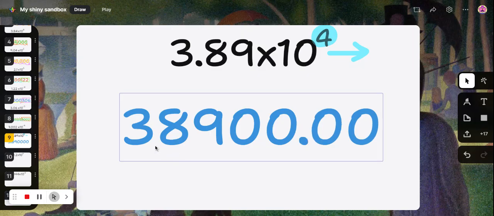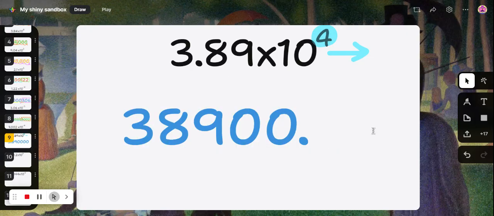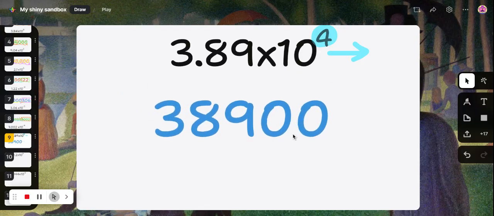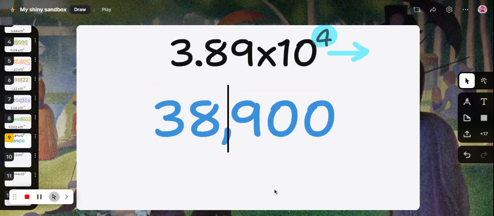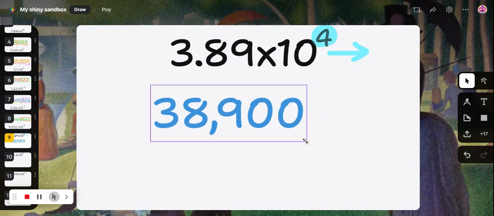Okay, so it was right here. We moved it 4 places to the right. And then you can get rid of all these extra zeros at the end. This is going to be a whole number. So there's your answer. We can then put in our comma. 38,900. That's one way.